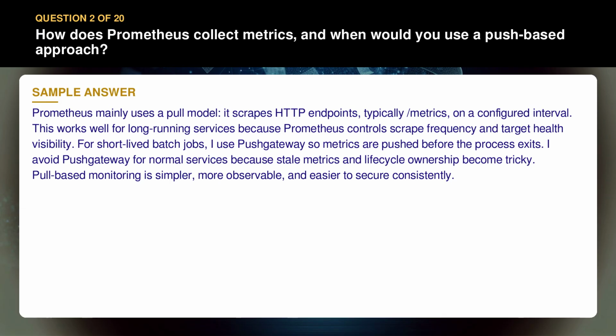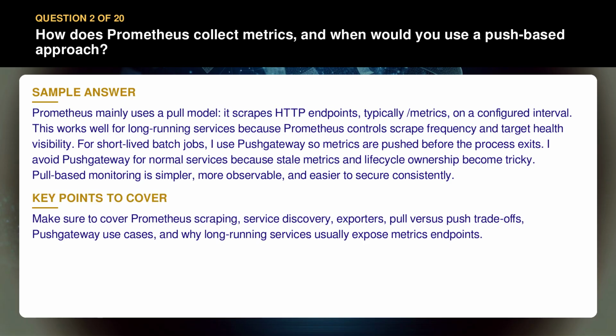For short-lived batch jobs, I use push gateway so metrics are pushed before the process exits. I avoid push gateway for normal services because stale metrics and lifecycle ownership become tricky. Pull-based monitoring is simpler, more observable, and easier to secure consistently. Make sure to cover Prometheus scraping, service discovery, exporters, pull versus push trade-offs, push gateway use cases, and why long-running services usually expose metrics endpoints.